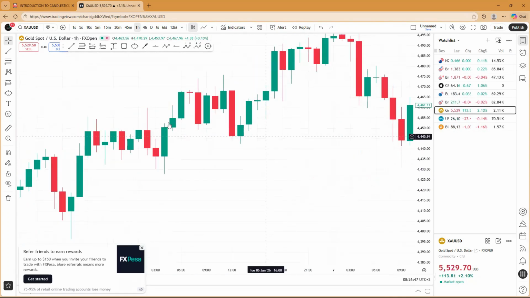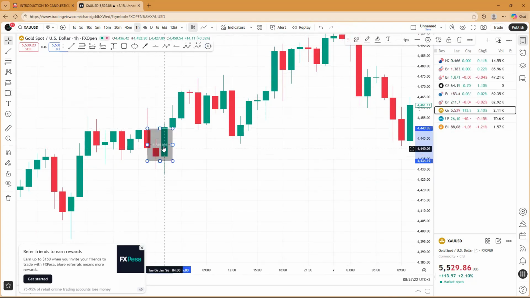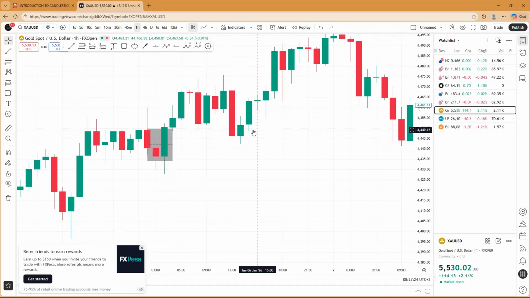Here is a nice example of a bullish engulfing candle, a small red candle being engulfed by a green candle. Okay, this is a nice bullish engulfing candle here. Where is a bearish engulfing candle? It is a green candle being engulfed by a red candle. So let's say this one here is a bearish engulfing candle. These two. That is it.